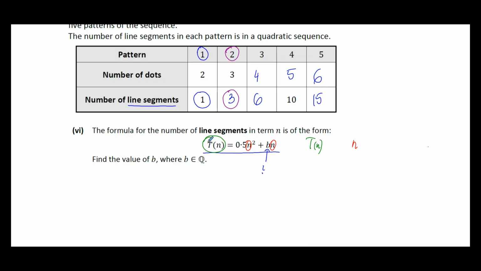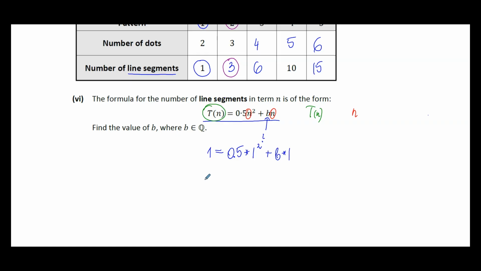So that means the total number of line segments is what? 1 equals 0.5 multiplied by, which pattern is it? The first. So 1 to the power of 2, plus b as well multiplied by 1. So what do we have here? Where are we going? b has to be on its own. So I have 1 equals 0.5 multiplied by 1 to the power of 2. If we put that in the calculator, we get 0.5 plus b multiplied by 1.